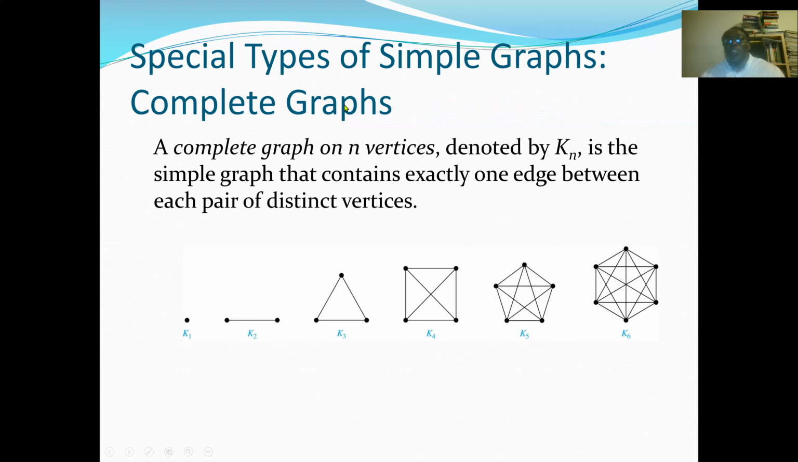So these are some of the special types of simple graphs. These are called the complete graphs on n vertices, denoted by Kn. It is the simple graph that contains exactly 1 edge between each pair of distinct vertices. So you can see K1 is only 1 vertex, nothing is connected. But going to K2, we have 1 edge at the end points. And then 3 vertices, again 4, etc. So the list keeps going.